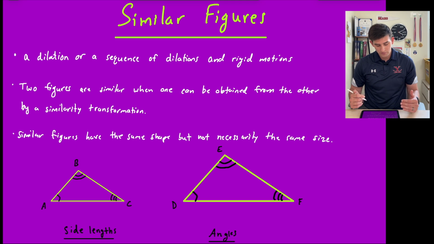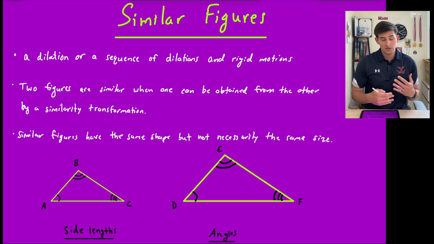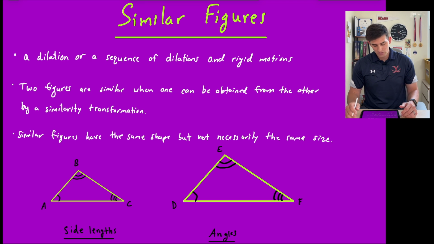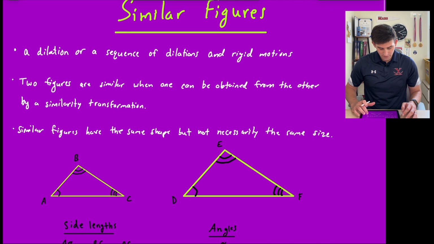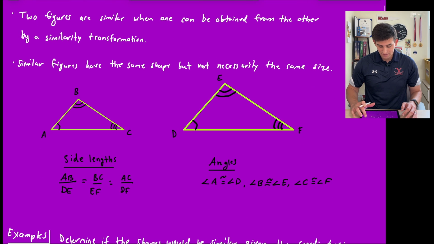So when we have two figures that are similar, one can be obtained from the other by a similarity transformation. That means we definitely had a dilation, but we could have also had one of our rigid motions that we've talked about previously: a translation, a rotation, or a reflection. As long as we've had a dilation with those rigid motions, it would be considered a similarity transformation. So similar figures have the same shape, but not necessarily the same size.